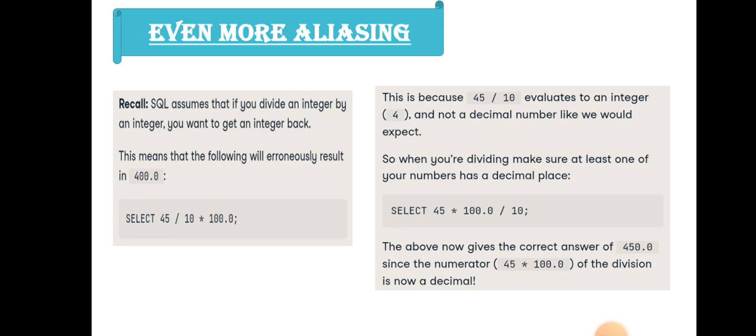Even more aliases. SQL assumes that if you divide an integer by an integer, you want to get an integer back. So this means that the following will erroneously result in 400.0. Select 45 slash 10 asterisk 100.